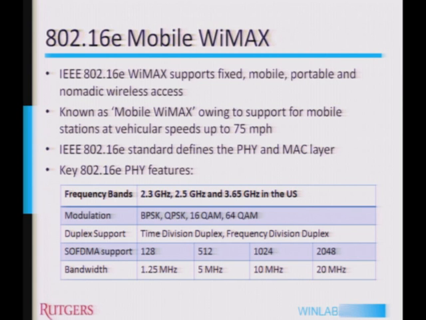A high-level overview of the Mobile WiMAX protocol. The IEEE 802.16e standard is an amendment to the class of WiMAX protocols which supports fixed, mobile, portable, and nomadic wireless access. It's called the Mobile WiMAX protocol because of its support for vehicular speeds up to 75 miles per hour. The standard defines the physical and the MAC layer of the protocol, and some of the key features of the physical layer are that it supports duplexing in both time and frequency, and it supports scalable orthogonal frequency division multiple access for the following values of subcarriers at the following channel bandwidths.